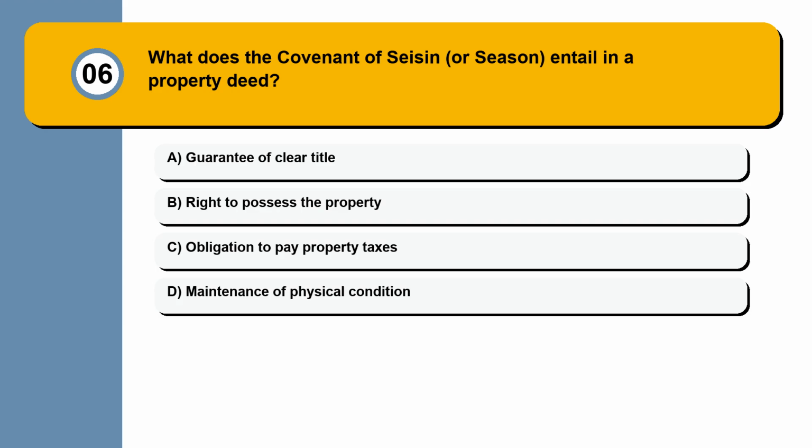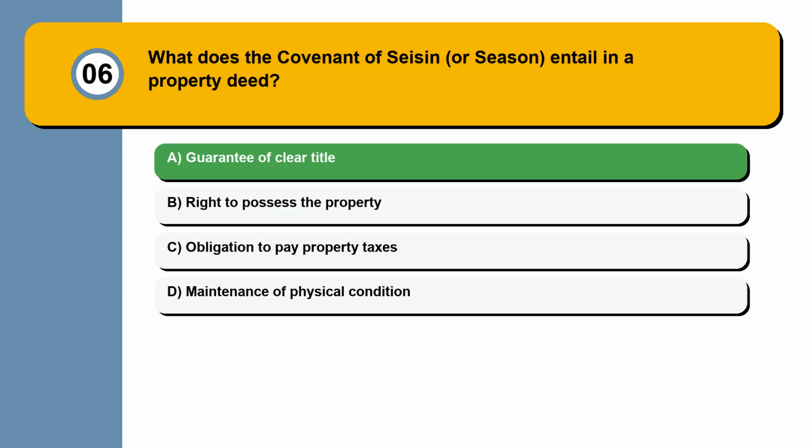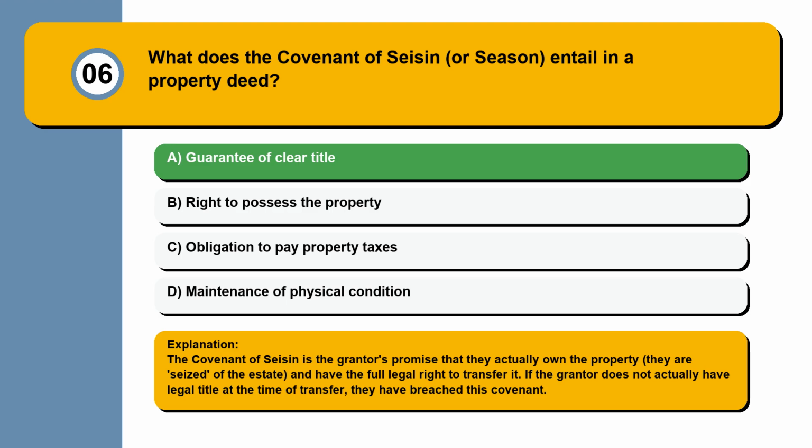Question 6. What does the covenant of seisin entail in a property deed? Guarantee of clear title, right to possess the property, obligation to pay property taxes, maintenance of physical condition. The covenant of seisin is the grantor's promise that they actually own the property, they are seized of the estate, and have the full legal right to transfer it. If the grantor does not actually have legal title at the time of transfer, they have breached this covenant.